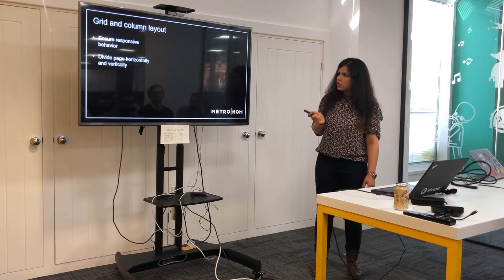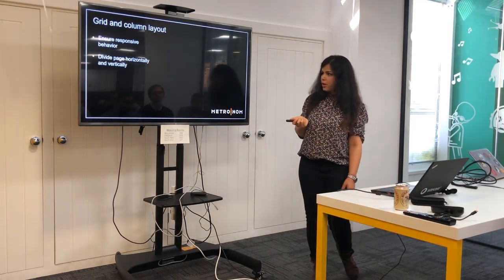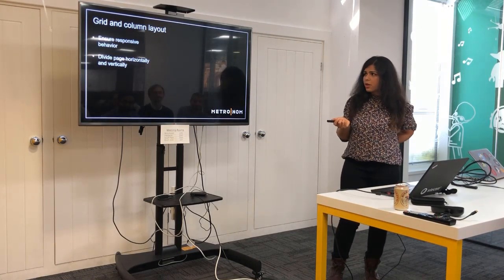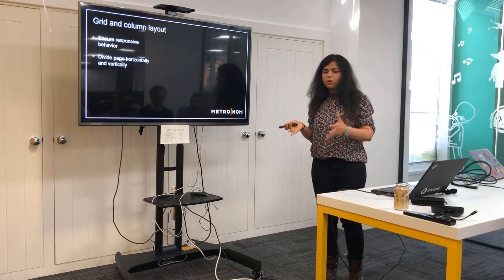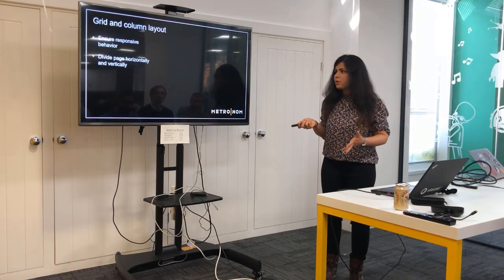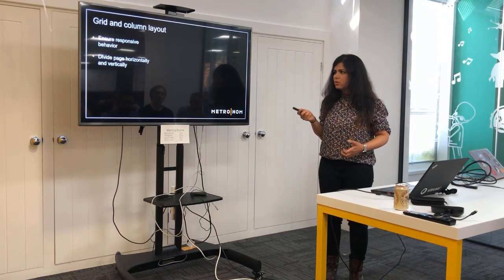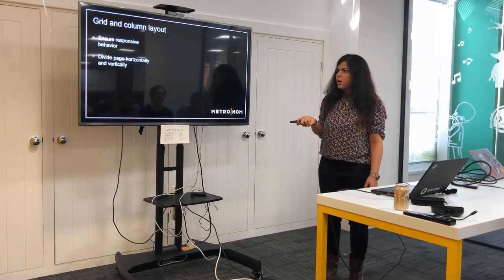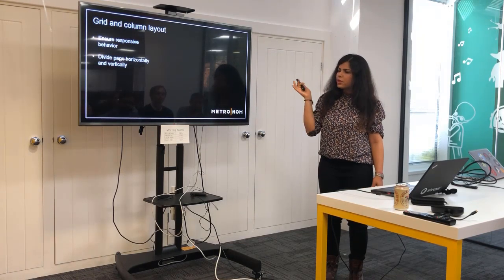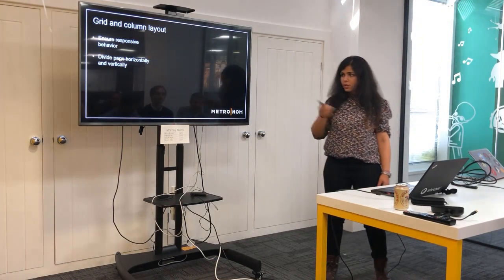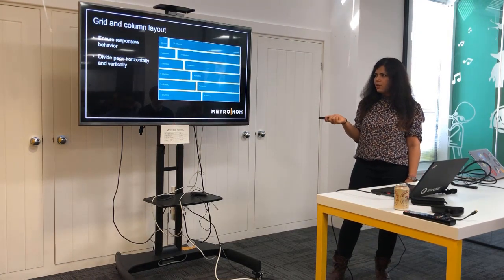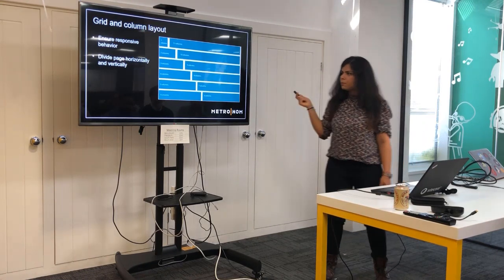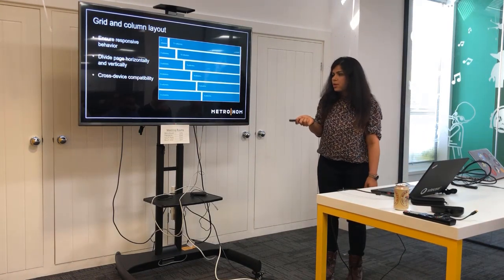So, just a little bit about the grid column layout. It ensures the responsive behavior. So for your page designs, you can make sure that they are compatible in all the viewports and all the browsers and all different devices. We can divide the pages horizontally and vertically by using column splitters and row splitters, and you can add up to 12 columns. So this is the maximum that it has.